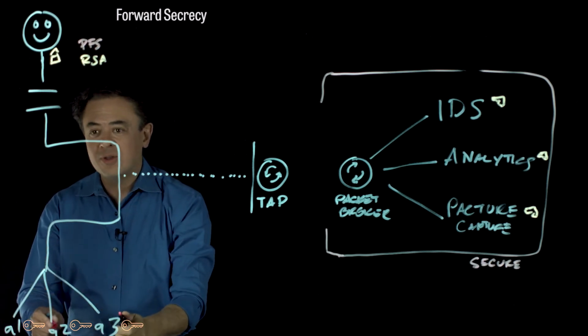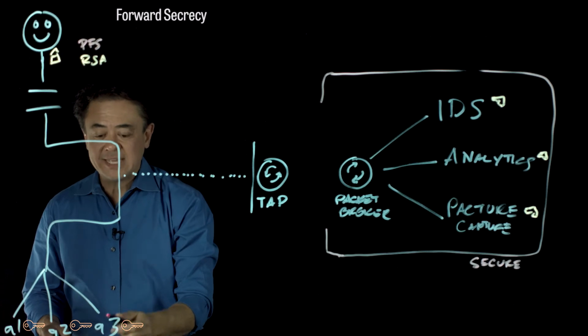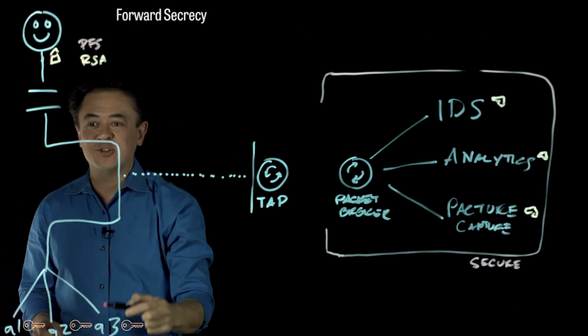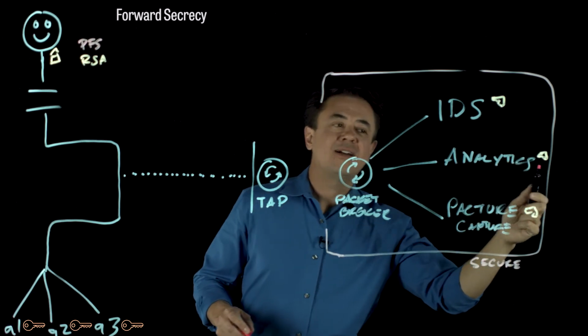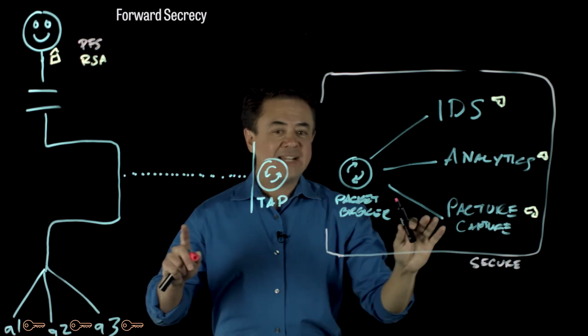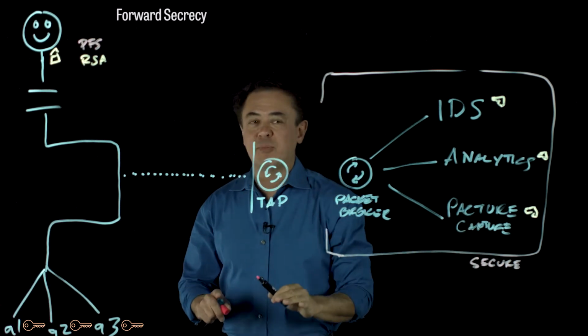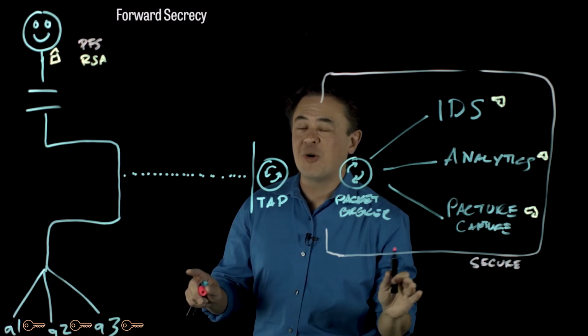Everything sounds cool. What's the problem? Well, if only the two endpoints can see the traffic and decrypt the traffic, how's the IDS supposed to work? How's the analytics supposed to work? How's the packet capture supposed to work? All of that stops working, which is perhaps an unintended side effect of forward secrecy.